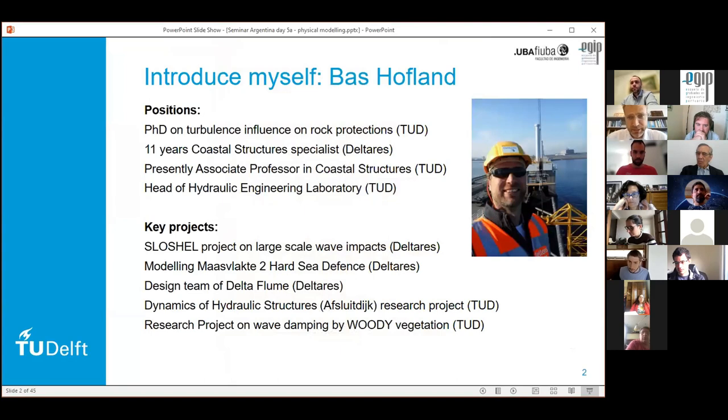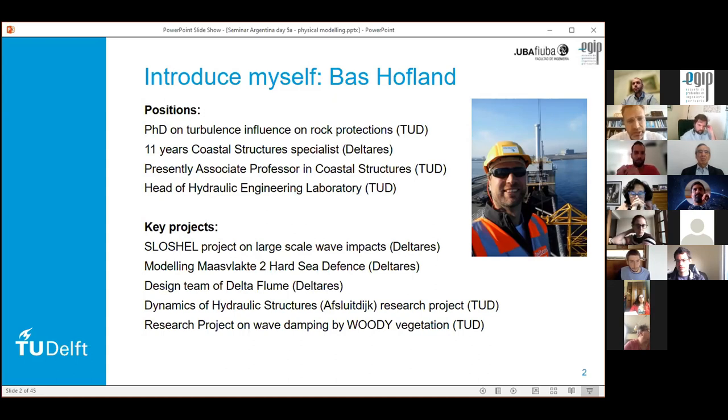So maybe a little bit about myself. Why am I talking about physical modeling? I've been doing physical modeling my entire professional career, starting with a PhD here at TU Delft, then 11 years as a coastal structures advisor at Deltares. And the main tool they're using is physical modeling. Presently, I'm associate professor in coastal structures here at TU Delft again, now for 6 years. And I'm also head of the hydraulic laboratory we have here. So I'm still very much involved in this modeling.